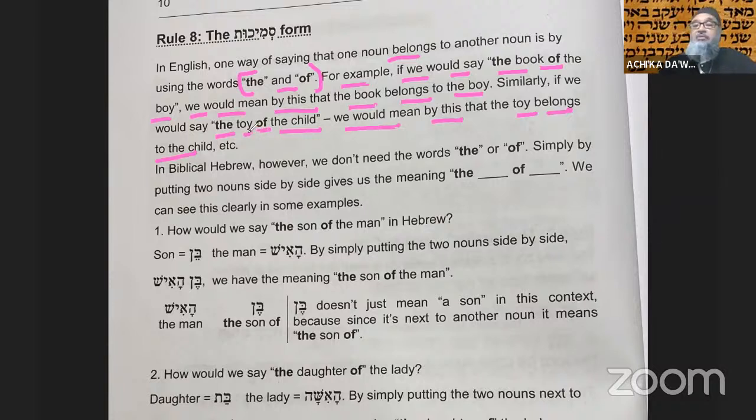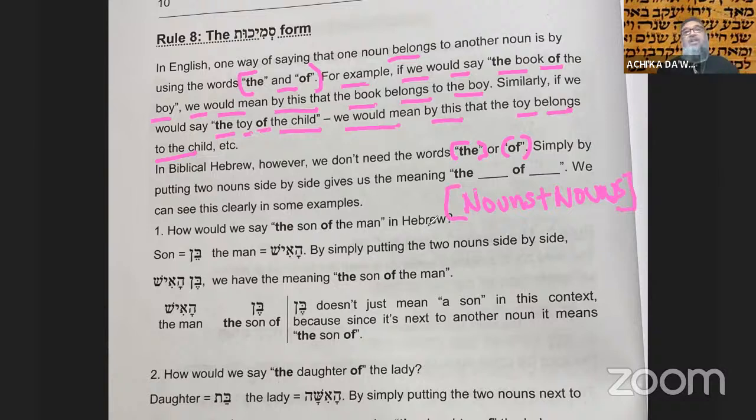So in biblical Hebrew, however, we don't need the words the or of when we're putting a sentence structure together. I don't want you to get confused and say, well, I thought we read that ha was the. They're saying we don't need this. In terms of what they would call a semi-coup form, it's a form where, in order to make something belong to someone, they put two nouns next to each other. They'll add two nouns together in a sentence to let you know who this belongs to.